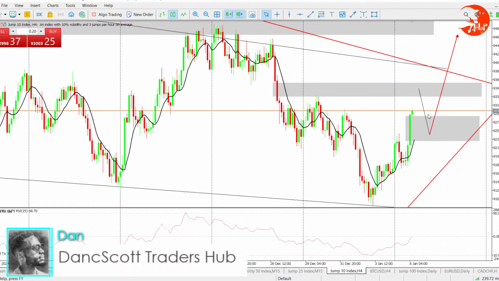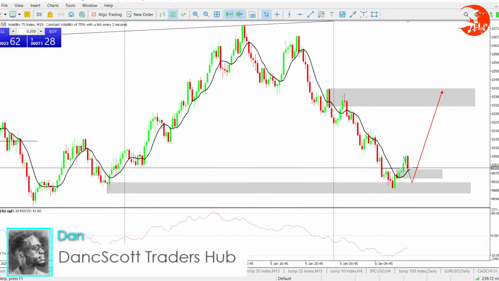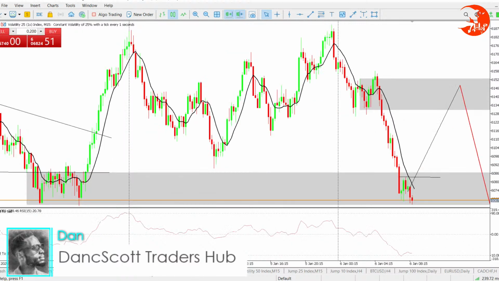Probably the one I may be interested in is this asset here, Jump 10. That's the one I'll be waiting on to make my entries very soon. So this one, Jump 10 and V75, they are the ones I'm looking at to make my entries. And this one is not yet clear until it gives us a confirmation in M15.